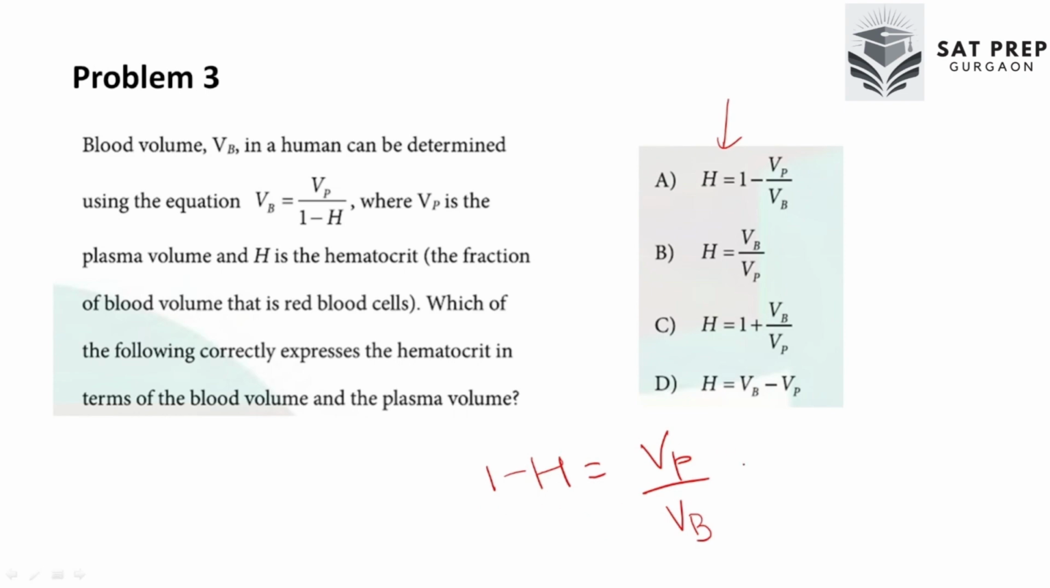Now let's take 1 here. So minus H is VP by VB minus 1. And we multiply both sides by minus 1 to make this positive. So H is basically 1 minus VP by VB, right? So A is the right answer. 1 minus VP by VB.